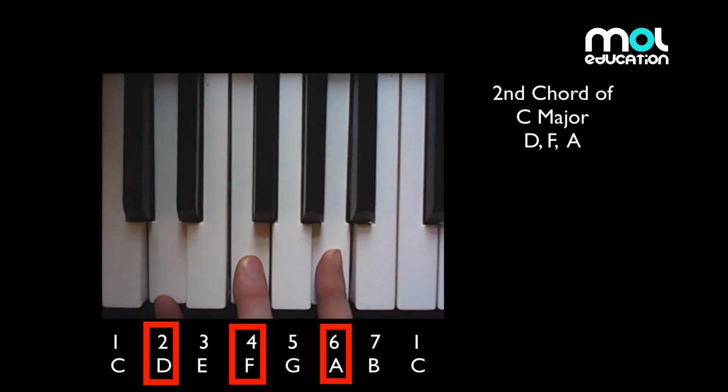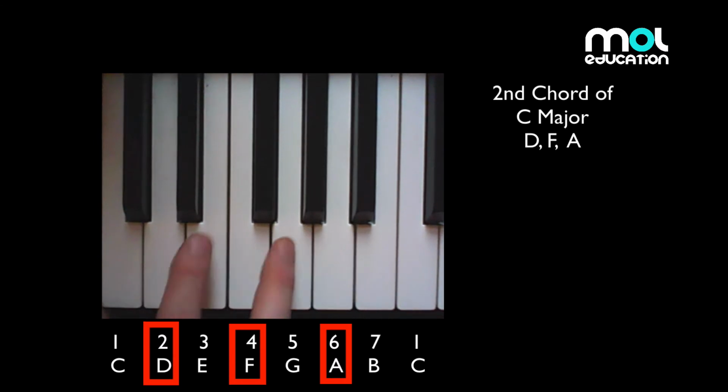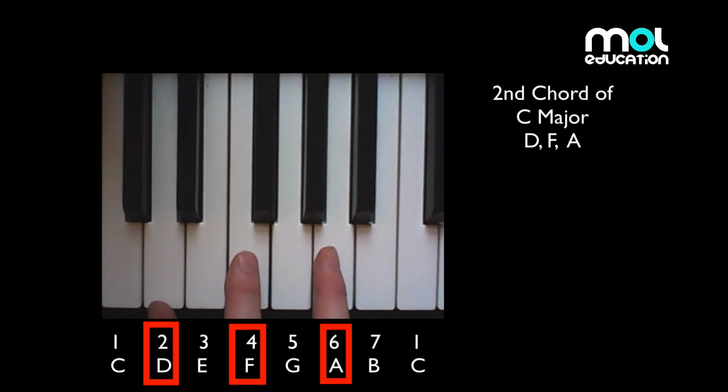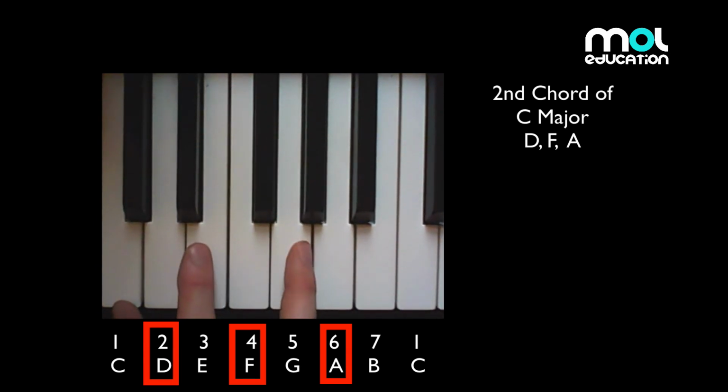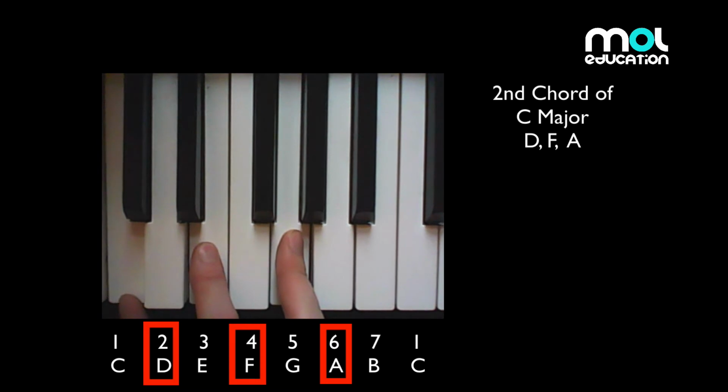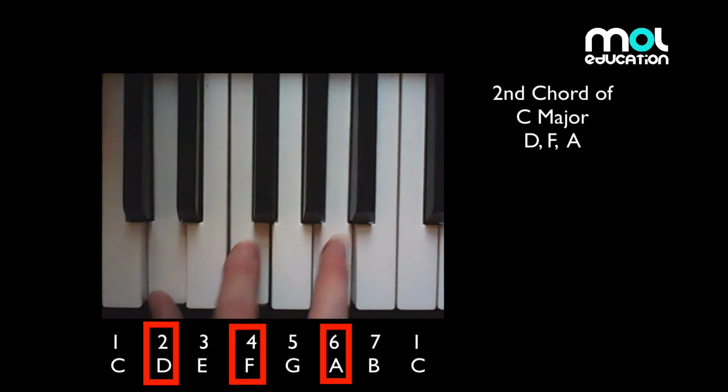Okay, so these are still notes from the C major scale, except we're doing our 1, 3, 5 shape, but we're actually starting it on the 2. And this gives us our second chord of C major. So I won't name the chords and confuse you. I'm just going to number these chords from now on, okay? Remember the root chord, that's a C major. Then we're just going to go to the second chord, okay?